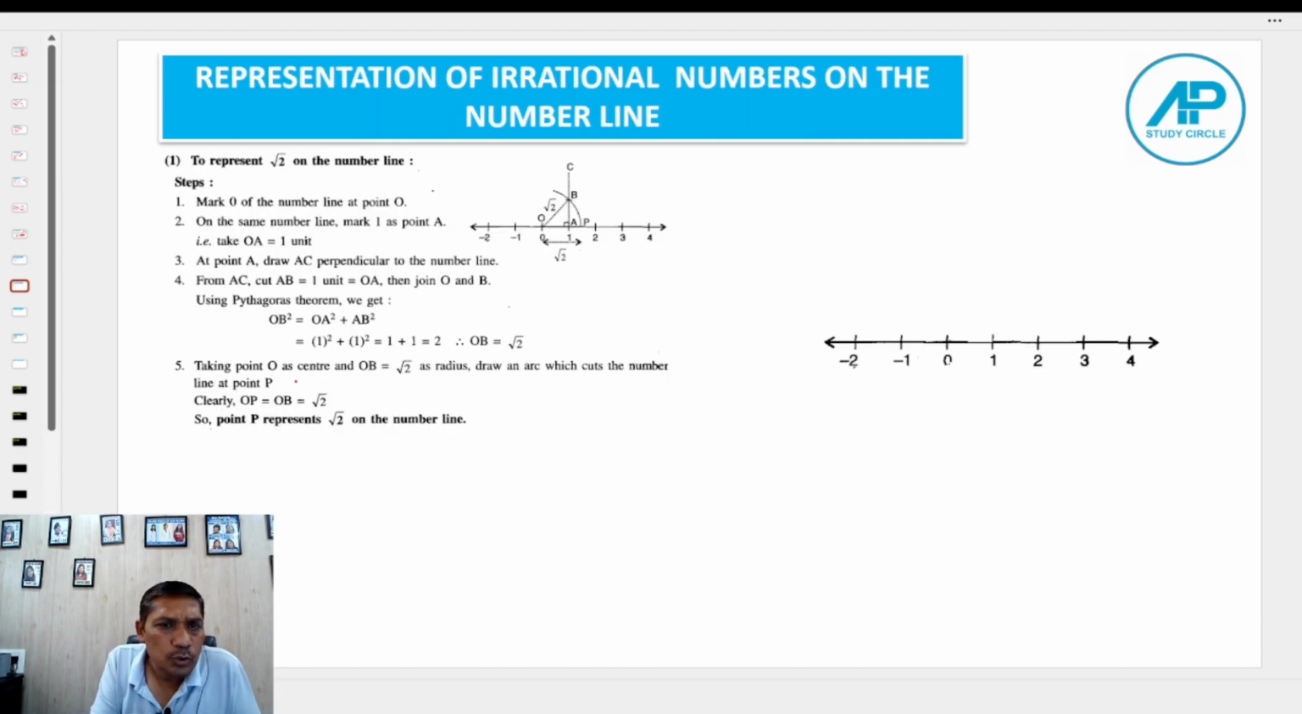Let us talk about how to plot irrational numbers on the number line. So you can see, let us take the example of root 2, that I have to mark a number root 2 on the number line. Now root 2 is an irrational number.